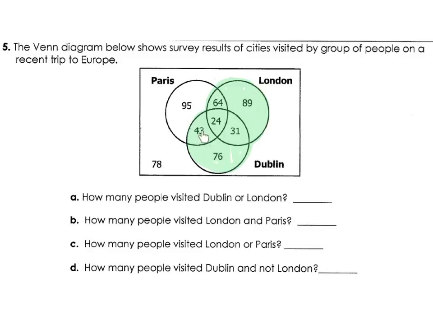76 plus 43 plus 24 plus 31 plus 64 plus 89. And when we do that, we get 327. So 327 people visited either Dublin or London or both. All right. Now let me clear off our Venn diagram so we can answer the next question.